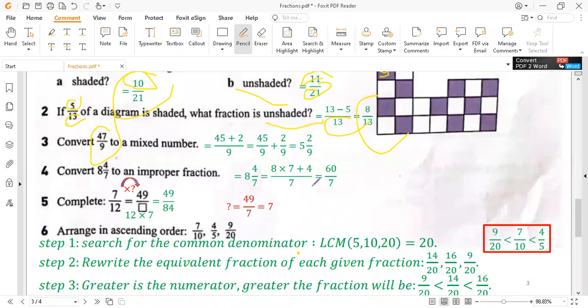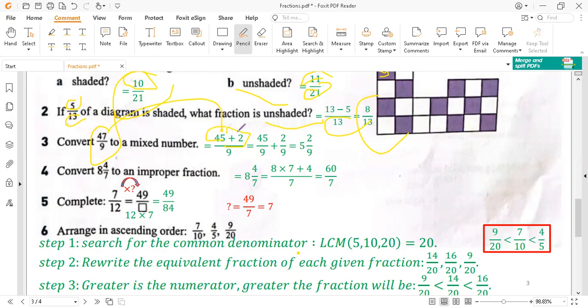We have a bad connection here. Okay, so how to convert 47 over 9? We find how many times 47 contains the number 9. So we search for the nearest multiple of 9 less than 47, it is 45. If we add 2 to 45, we obtain 47. So 47 is equivalent to 45 plus 2.